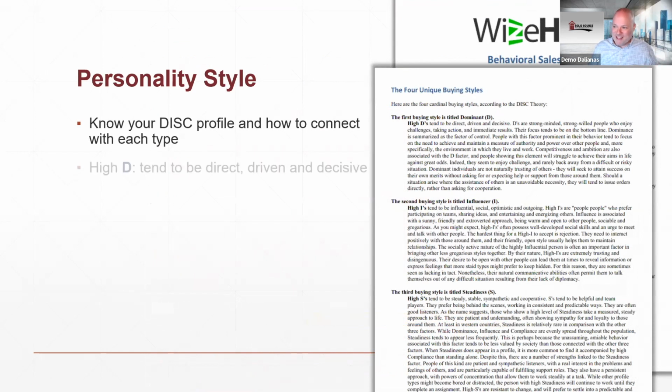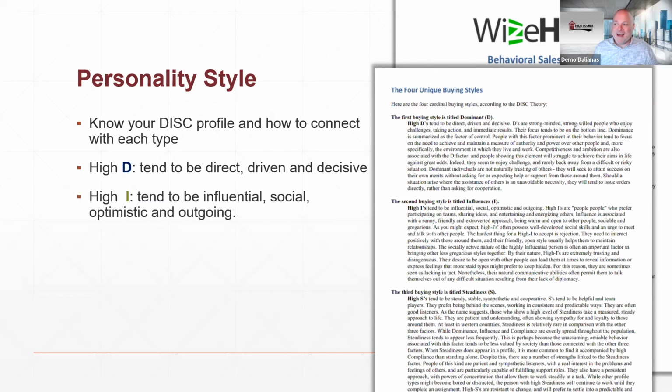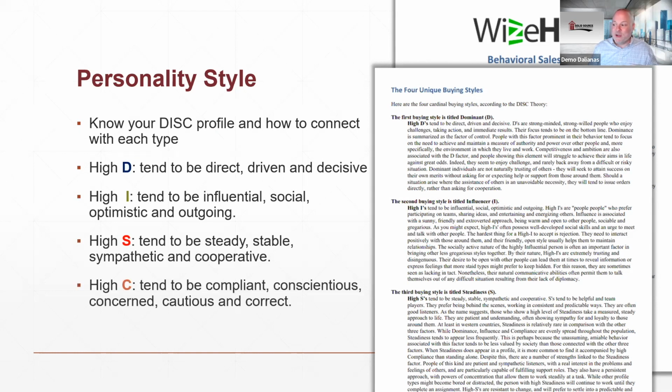And so again, knowing yours, here's a little quick rundown, just a Cliff Notes version. I really want you to do it just so you see yours if you haven't before. But high D tend to be direct, driven, and decisive. High I tends to be influential, social, optimistic, outgoing. High S, steady, stable, sympathetic, cooperative. And C, compliant, conscientious, concerned, cautious, and correct.